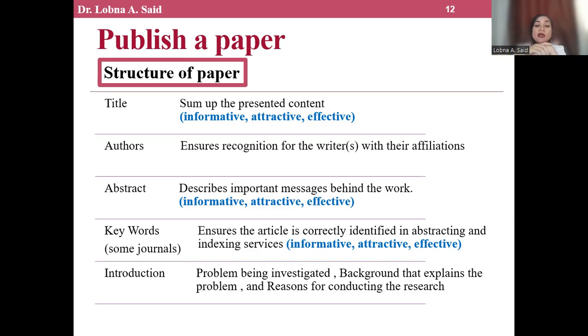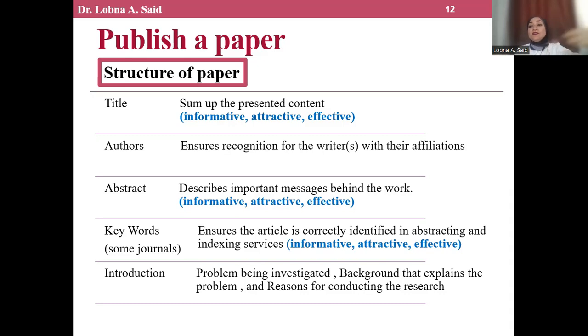So it's really important. The introduction is the heart of the paper. What do I mean by this? It has to have some main important components. The first component is, what is the problem being investigated? You have to state it clearly in the introduction.